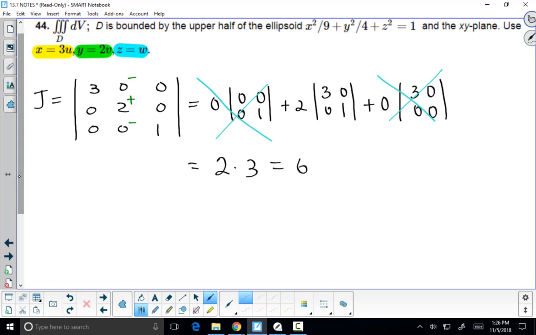Okay, so let's take a look then at this transformation. So the volume then is the triple integral of 6 times du dv dw, and we have to figure out what the limits are.